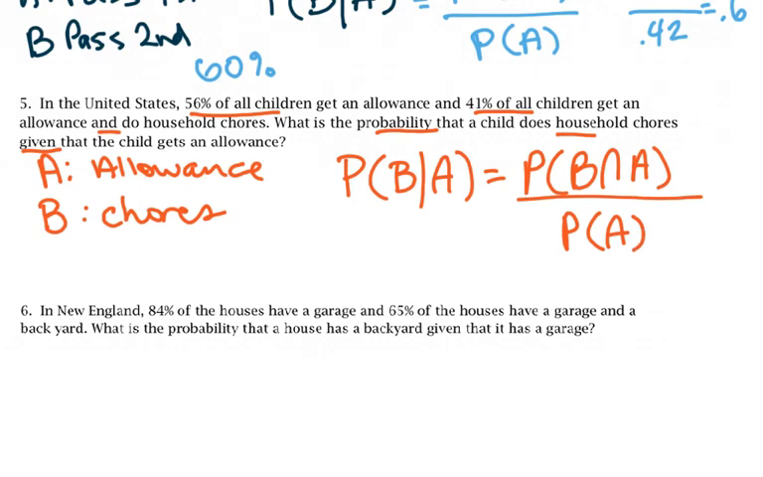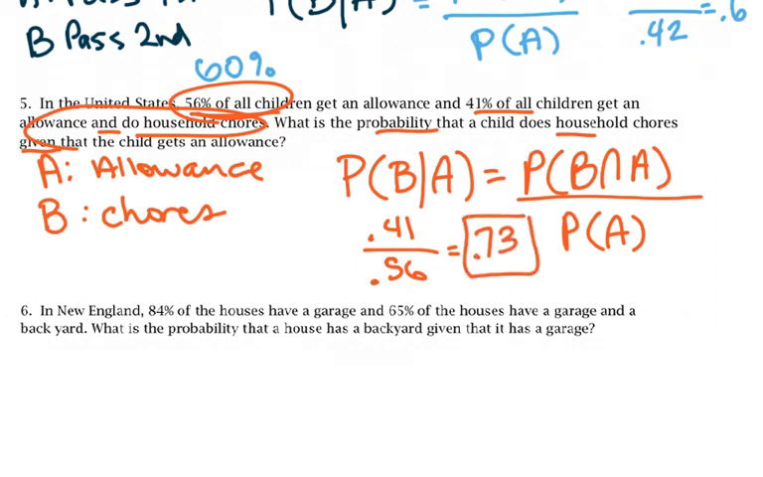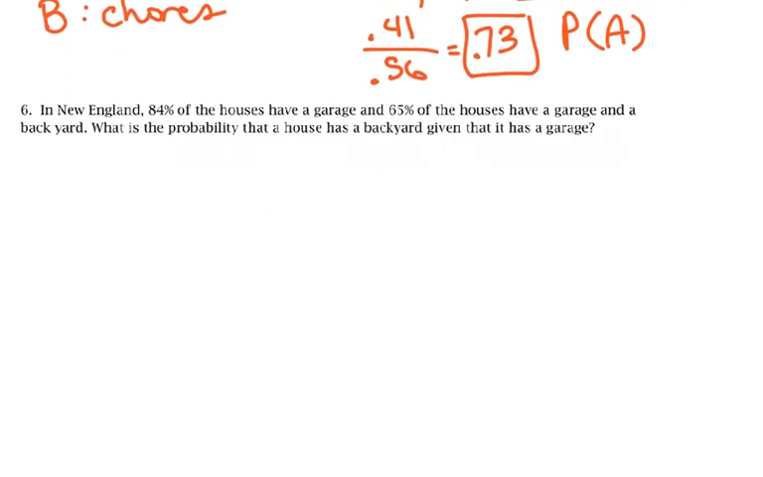And so again, we're going to do that same calculation. The probability that they both do allowance and do chores is 41%, and the probability that they get an allowance is 56%. So 41% divided by 56% is 73%. So if you know that the child gets an allowance, there's a 73% chance that they also do chores. And so you see that that's a different condition than if you just say, what's the probability that a kid gets allowance?